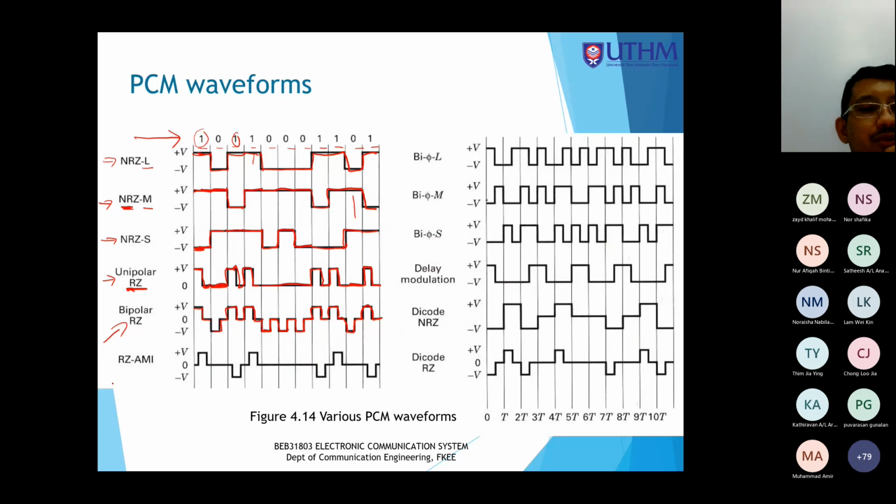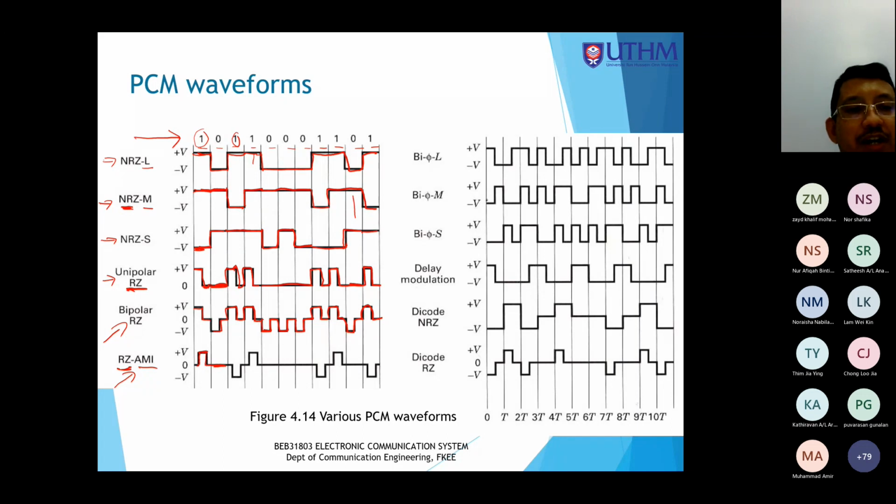Another one is return to zero alternate mark inversion, AMI. Okay, so here return to zero means it will always return to 0 volt. But now it is alternate. So alternate here means that it will alternate the polarity whenever the input is logic 1. For example here, initially it doesn't matter. Input logic 1 produces positive output voltage, return to 0. Input logic 0, no change, remains at 0 volt.